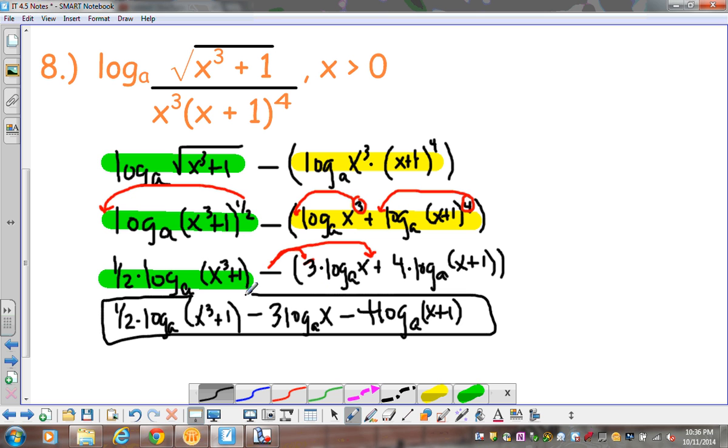Now, some of it can seem kind of difficult, but I promise you, if you take it step by step, even if you want to use a highlighter to help you make sure you keep things in line, that's fine too. Whatever helps you. But that's going to be taking it from a single logarithm and expanding it to multiple logarithms.